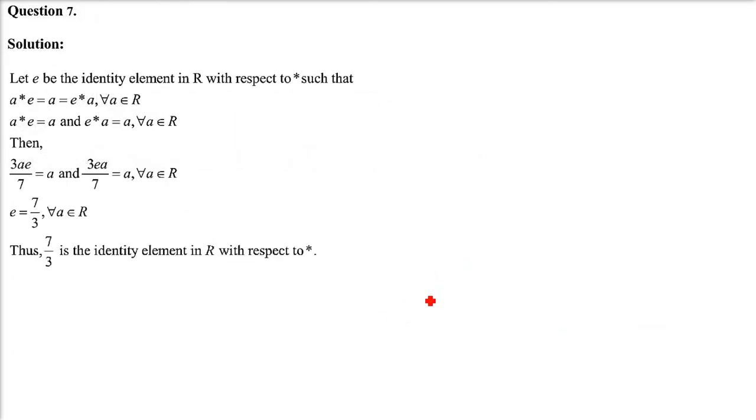Question number 7. Write the identity element for the binary operation star defined on the set R of all real numbers by the rule A star B is equal to 3AB by 7 for all A and B belonging to this R. So we have to find out the identity element.